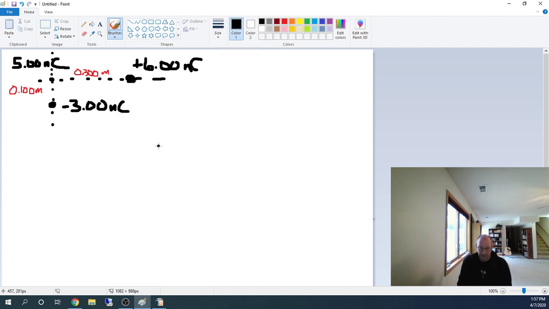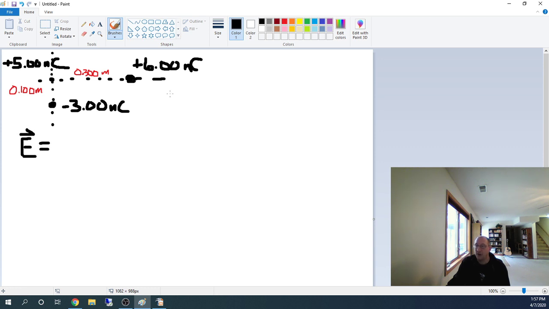The question then asks, first of all, part A is find the vector electric field that the 6 nanocoulomb and the -3 nanocoulomb charges create together at the origin. And then part B is find the force vector on the 5 nanocoulomb charge. So the electric field is at the origin where this positive 5 nanocoulomb charge exists. Not too bad here. Let's find the electric field at the origin.